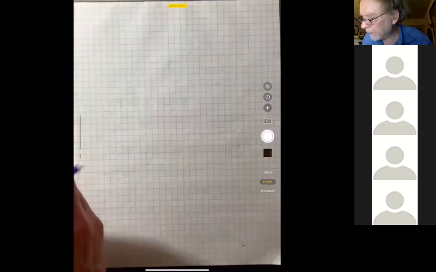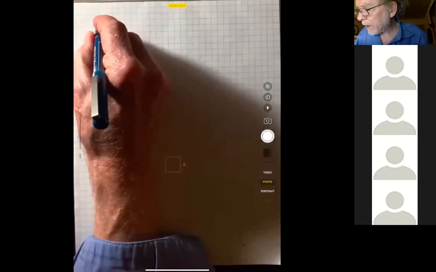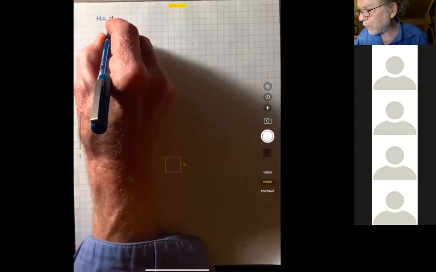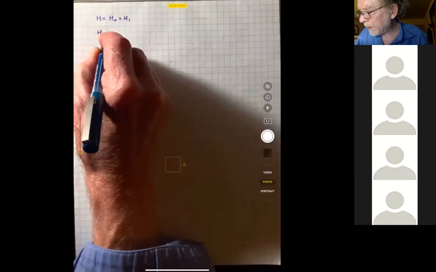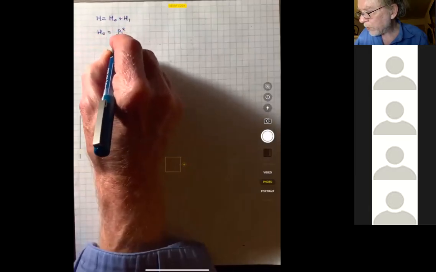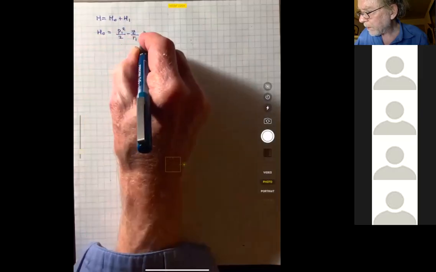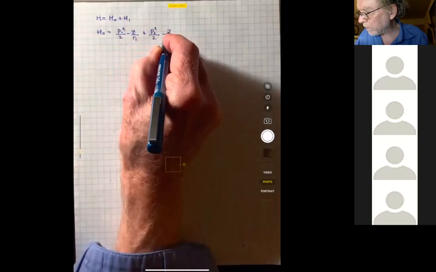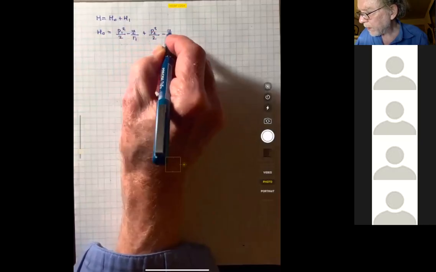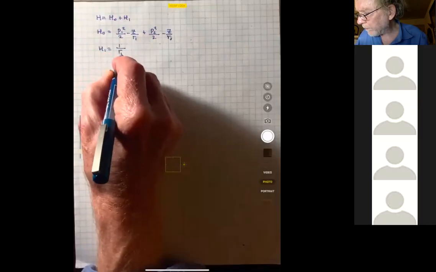So to do that, let's talk about the Hamiltonian for helium. I'm going to write the Hamiltonian as H0 plus H1. And H0 I'm going to write this way as P1 squared over 2 minus Z over R1 plus P2 squared over 2 minus Z over R2. And then the perturbation H1 I'm going to write as 1 over R12.